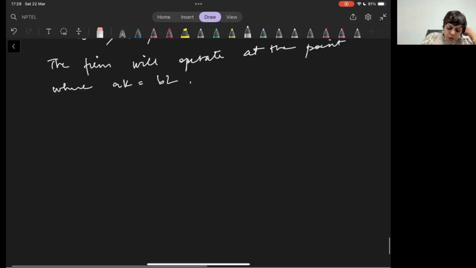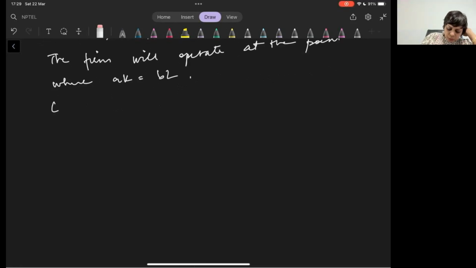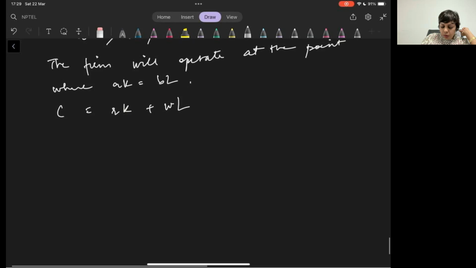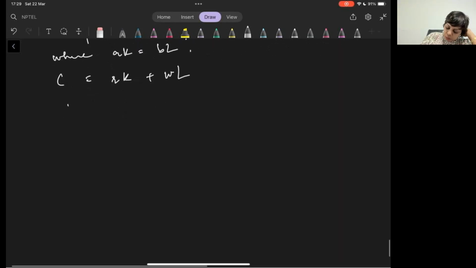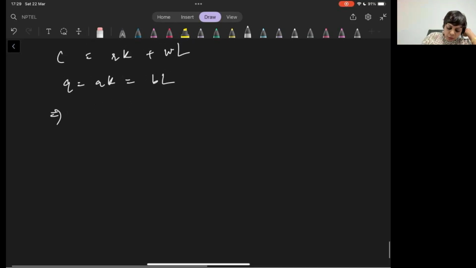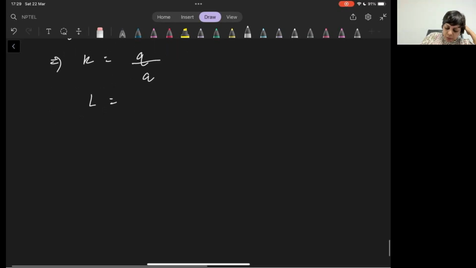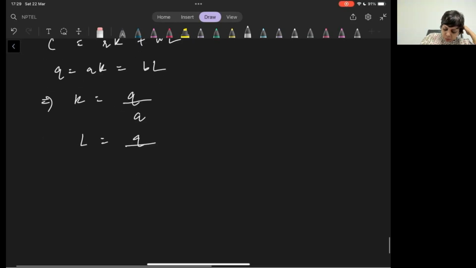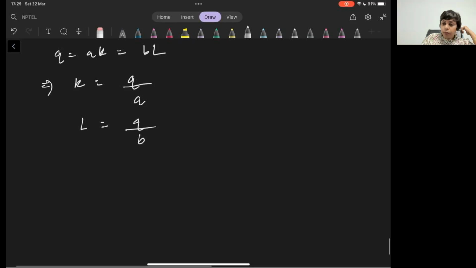And the cost function then is what? Let me write the cost function. The cost function is normally what? C is equal to R into K plus W into L, right? Now, another way to write this is Q is equal to AK is equal to BL, right? Therefore, instead of K and L, we can write this in terms of Q. K is equal to Q by A and L is equal to Q by B, right? This is the expression.